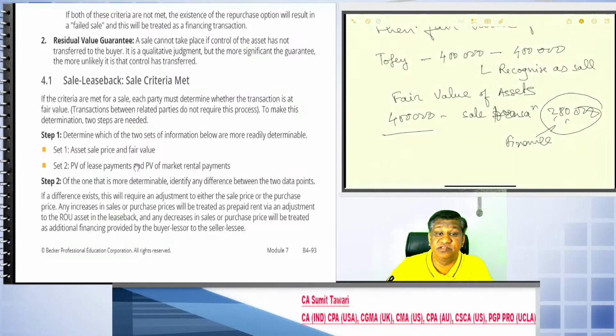So you need to consider the difference between the asset sell price and the fair value, the same as the present value of lease payment and the present value of the market rental payment. If the present value of my lease payment is less than, or more than, the present value of the market rental payment, that is not considered a lease. It is basically the repayment of whatever loan or finance I took. So that's why we need to consider these two points.